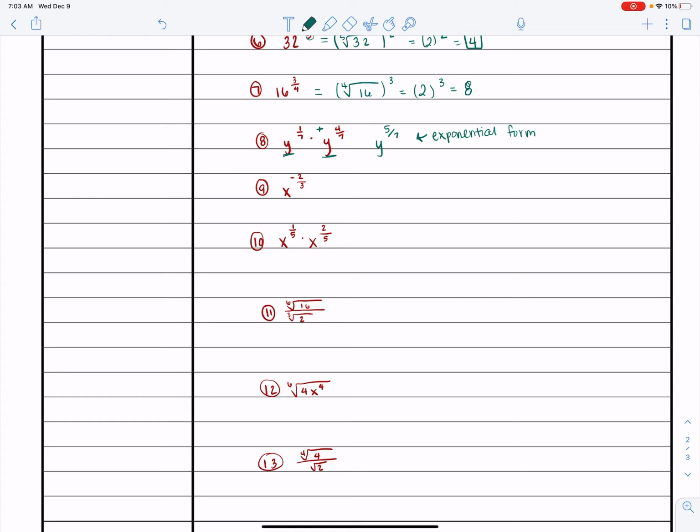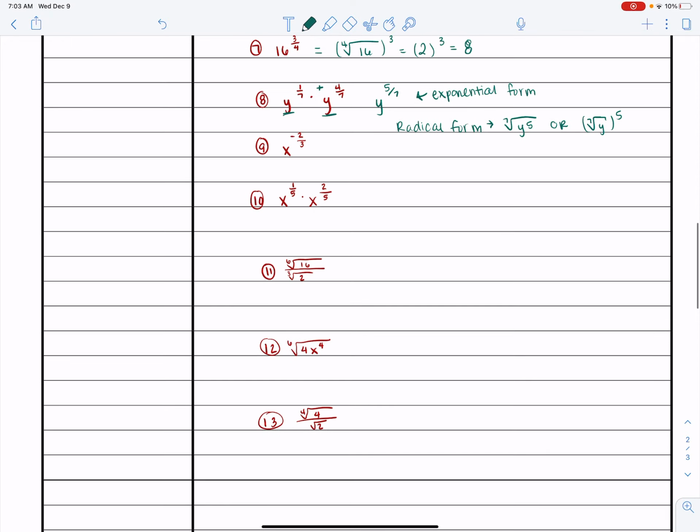But if I want it left in radical form, then I can write the 7th root of y to the 5th power, or the 7th root of y, all raised to the 5th power. Those mean the same thing.